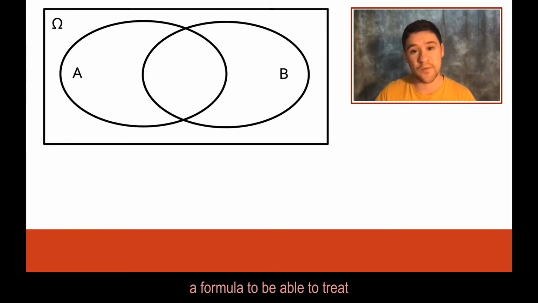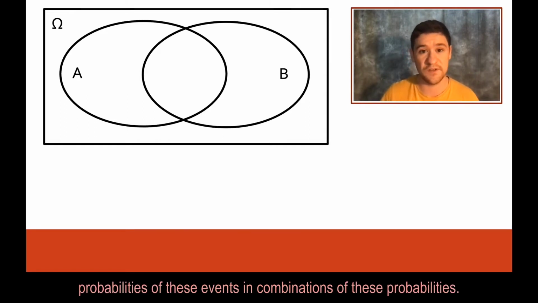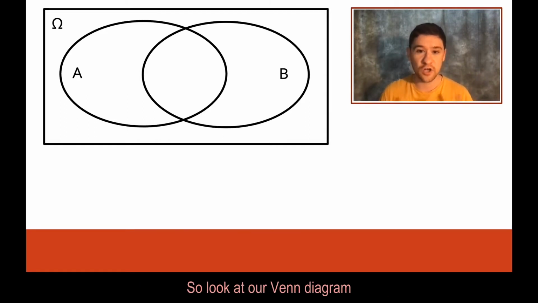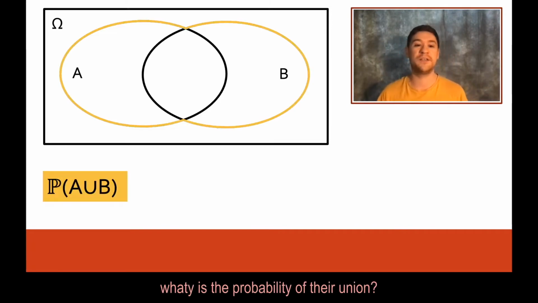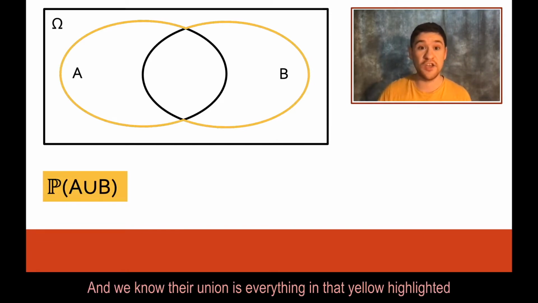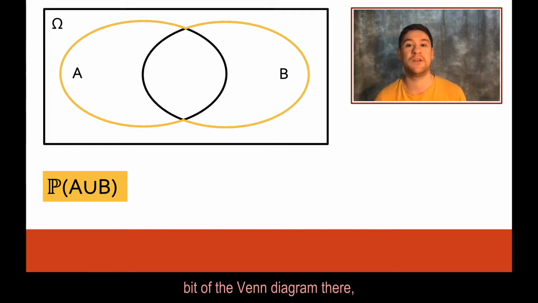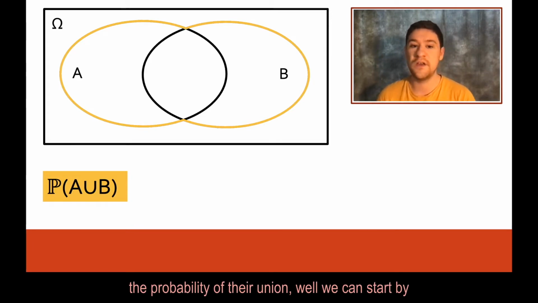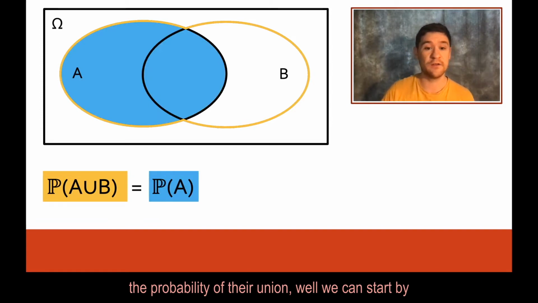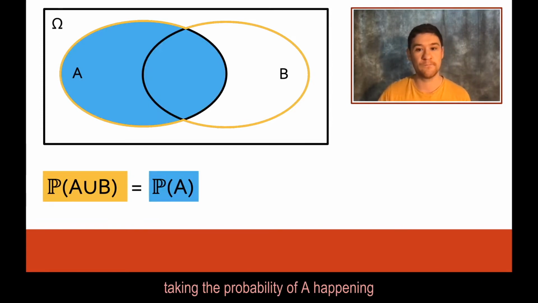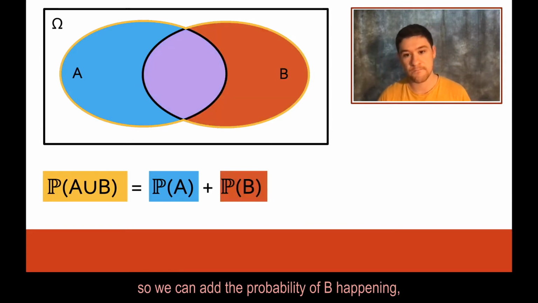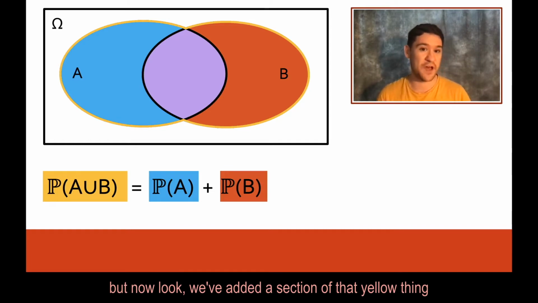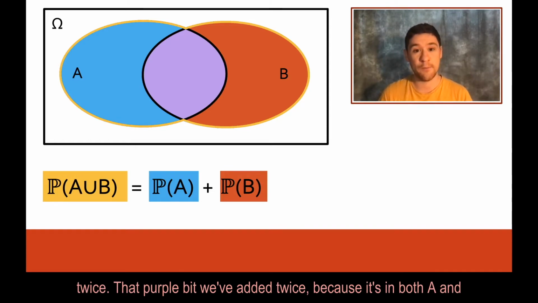We are now going to start building up a formula to be able to treat probabilities of these events and combinations of these probabilities. So look at our Venn diagram, because this is going to help us a lot here. What is the probability of their union? And we know their union is everything in that yellow highlighted bit of the Venn diagram there. The probability of their union, well, we can start by taking the probability of A happening. And we've got this bit of B left over. So we can add the probability of B happening. But now look, we've added a section of that yellow thing twice. That purple bit we've added twice because it's in both A and B.